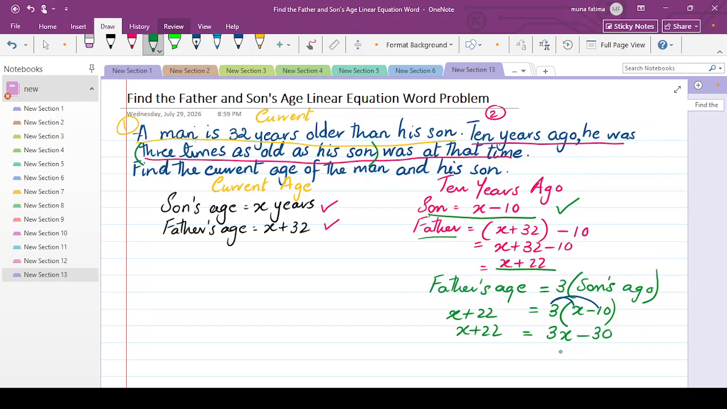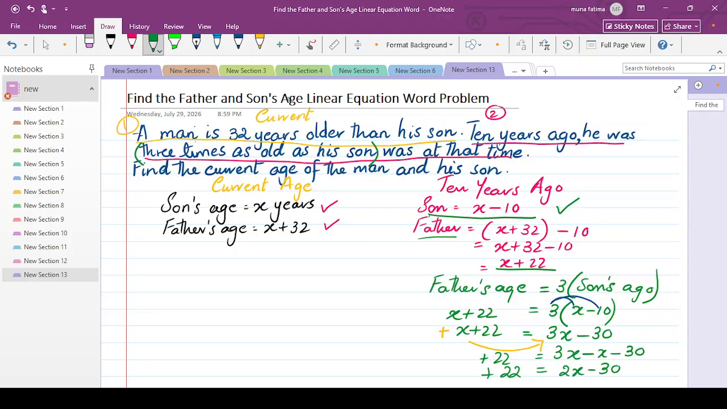Now we have some switching to do because we want the x terms on one side and we want the constants on the other. So what we can do is we can bring this positive x over here. When we do that, the positive x becomes a negative, and this 22 stays over there. This becomes 3x minus 30, and this gives us plus 22 is equal to 3x minus x gives you 2x minus 30.